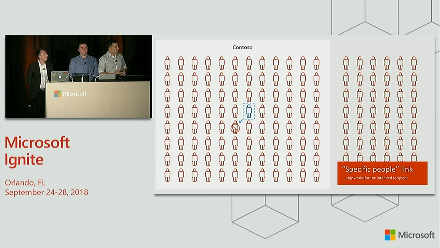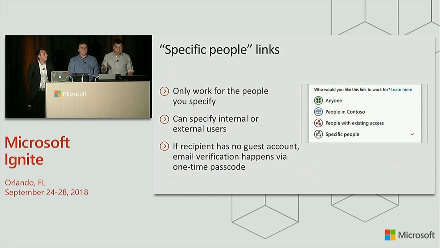So you can see from this diagram that I can send a specific people link to someone inside my organization or to someone outside. The link will work for them, and if they pass it on to somebody else, it won't work at all. And so there you have it. Specific people links only work for the people you specify. They're really easy to send. You can do this for people inside or outside of your organization.